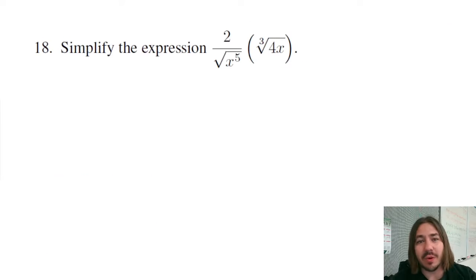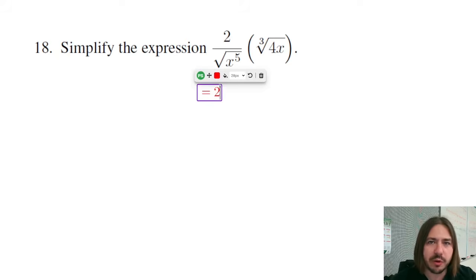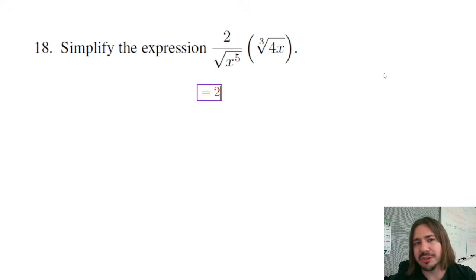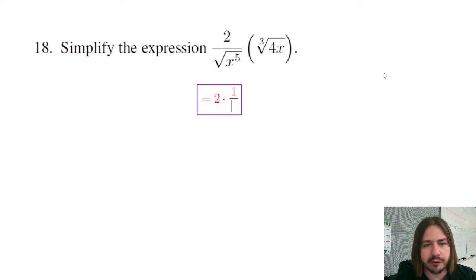Number 18 wants us to simplify this expression, and we see we've got a bunch of terms here with exponents and square roots all over the place. I think the easiest way to approach this is to rewrite each term by itself and create a product rather than have all this division. And we could rewrite each term without the square roots simply by using rational exponents. So 2 is just 2. That doesn't really change much. And then we have times 1 over the square root of x to the 5th.